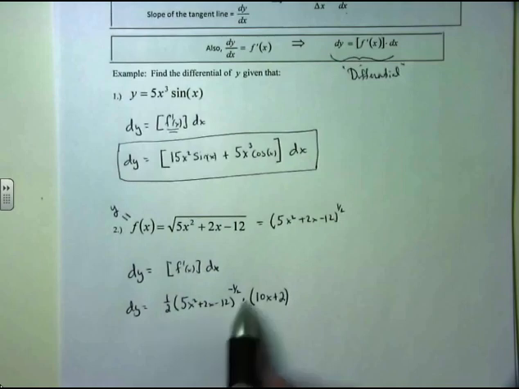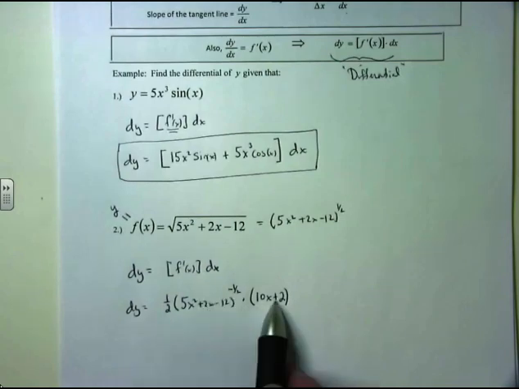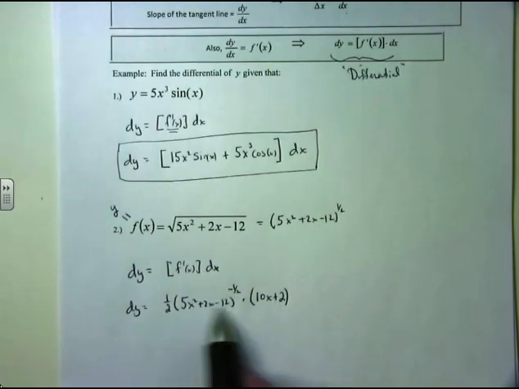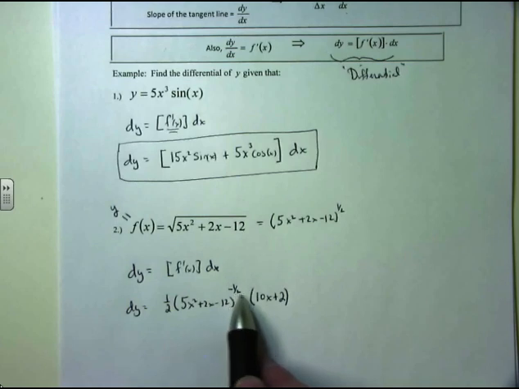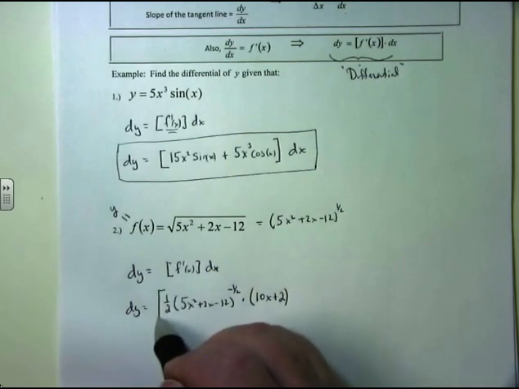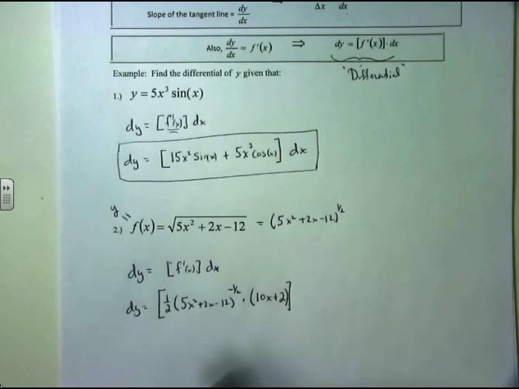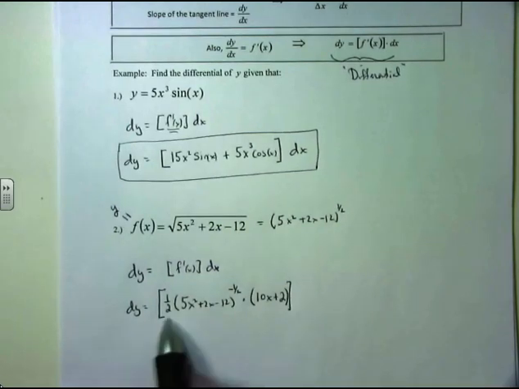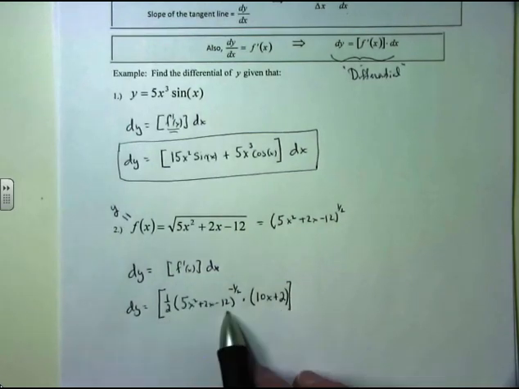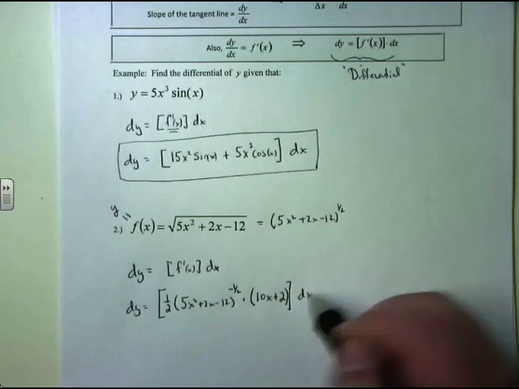So chain rule: derivative of the outside, inside stays the same, times derivative of the inside. So the 1/2 pops out front, the inside stays the same, raised to the negative 1/2, times the derivative of the inside. But they didn't want the derivative, they wanted the differential. So the differential is dy equals the derivative of your function, which is what we got here, and then times dx in the back.